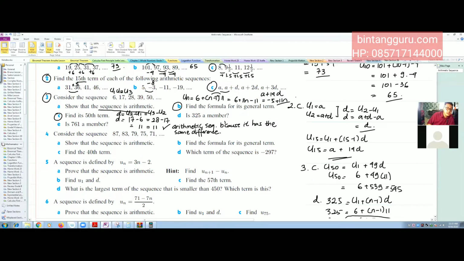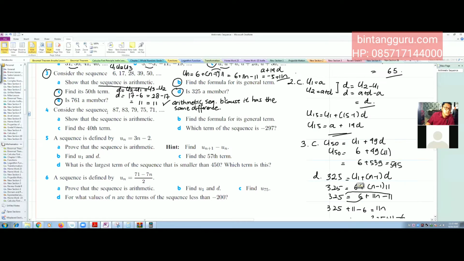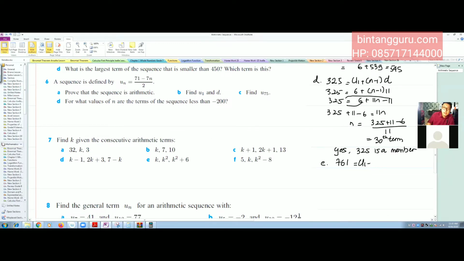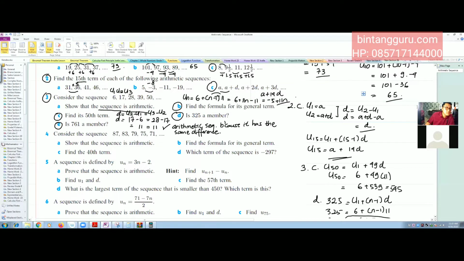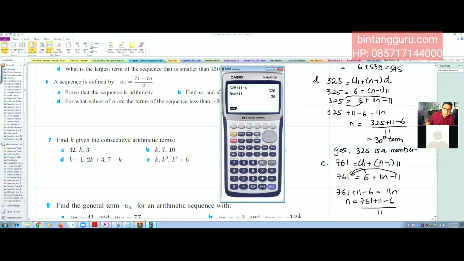And then E. Is 761 a member? Let's see. So 761 equals U1 plus n minus 1 times the difference, which is 11. So 761 equals 6 plus 11n minus 11. And then 761 plus 11 minus 6 equals 11n, so we move all to the left. And then n will be 761 plus 11 minus 6 over 11. It should be a decimal, I think.